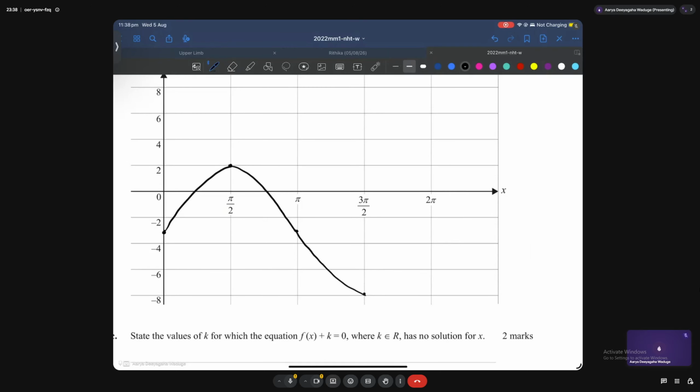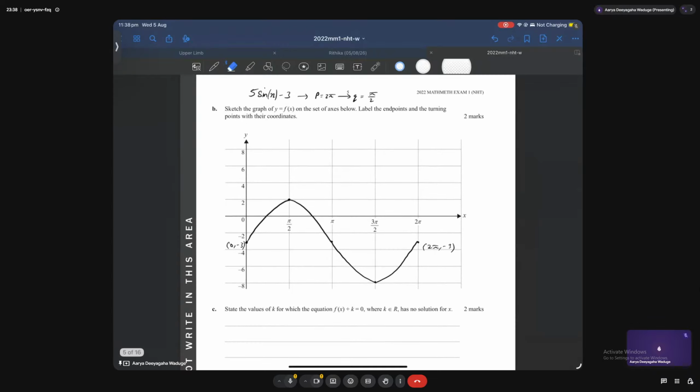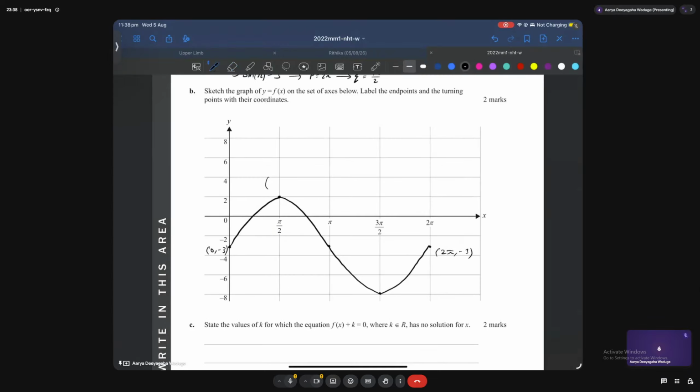Apologies for my horrible drawing. And we're going to get this right there. This is going to be at 2 pi, negative 3. And this is also 0, negative 3. You should know that it does start and end at the same spot because the domain is a length of the period. I believe that is pretty simple. It's also asking for the turning points. So this here is at pi on 2, 2, and this is 3 pi on 2, negative 8.